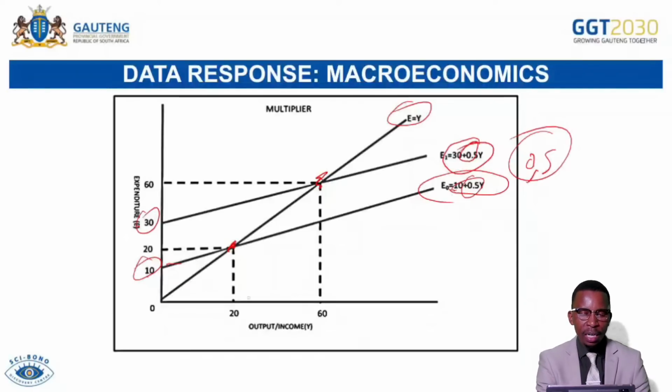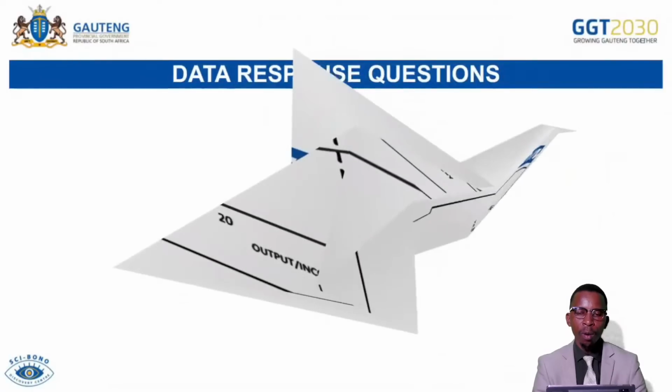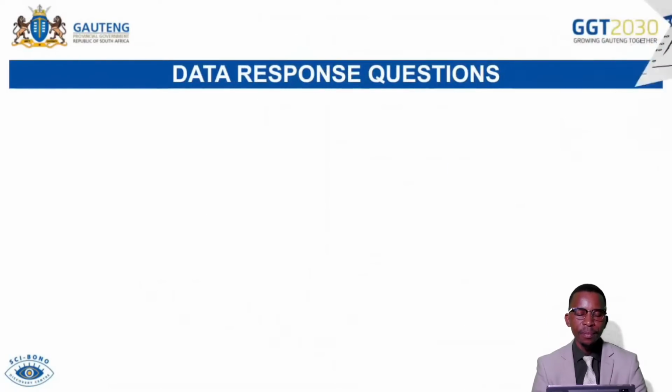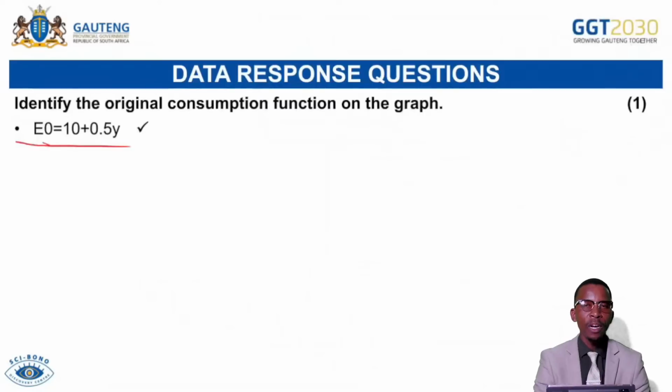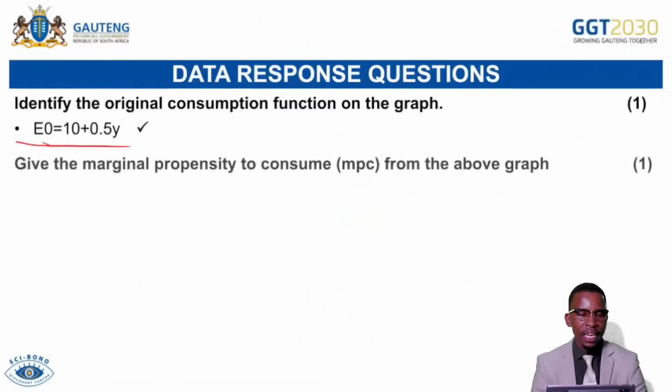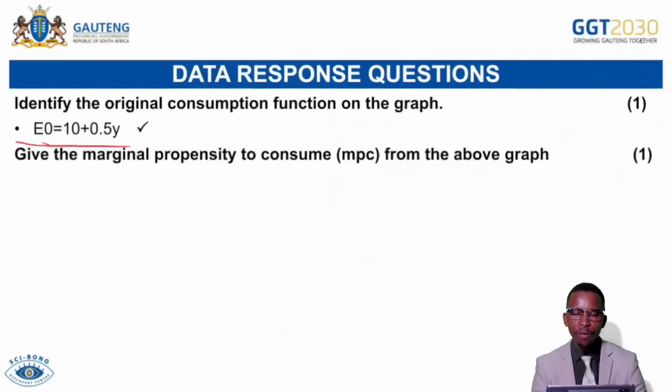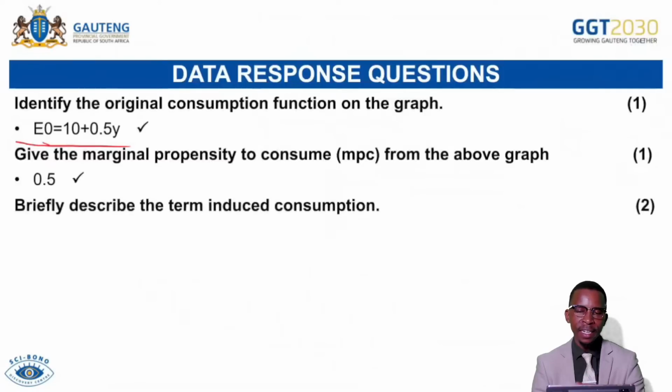And then let's check the change in the income, we have 20, we have 60, and then we have 20, we have 60. Then let's check the questions in there of our multiplier. So let's check. Identify the original consumption function in there. The original one was E0 equals 10 plus 0.5Y. That's our consumption function. Give the marginal propensity to consume, MPC, from the above graph. It is 0.5, not 0.5Y. So it's 0.5 strictly, as given by the data response.